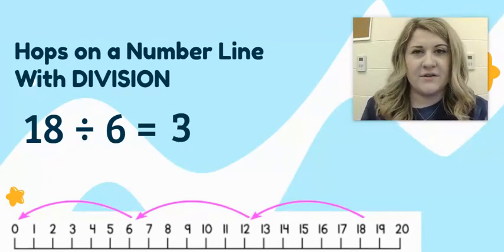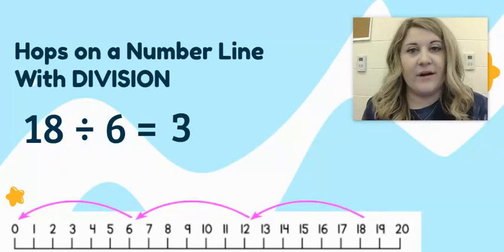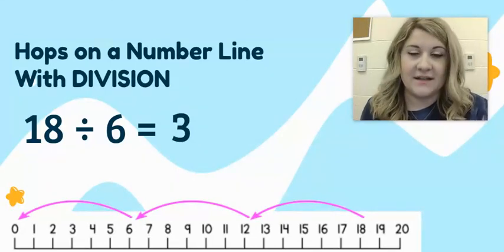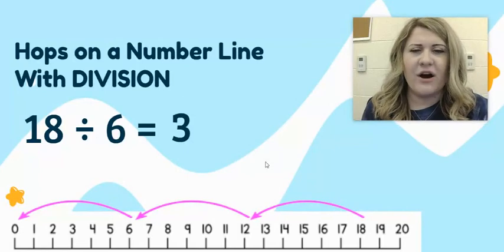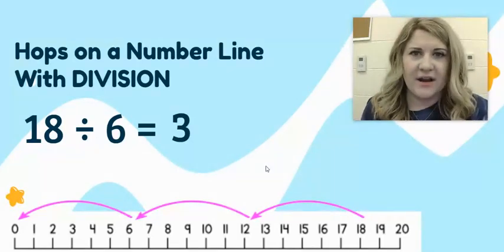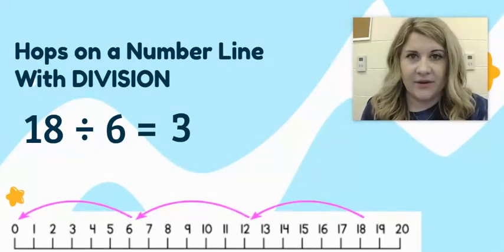Remember to draw your arrows going down the number line. Remember, we are hopping to 0. We're not starting at 0. And remember, your hops should all be equal. If your hops are not equal and if they don't land on 0, then you did something wrong. Okay?